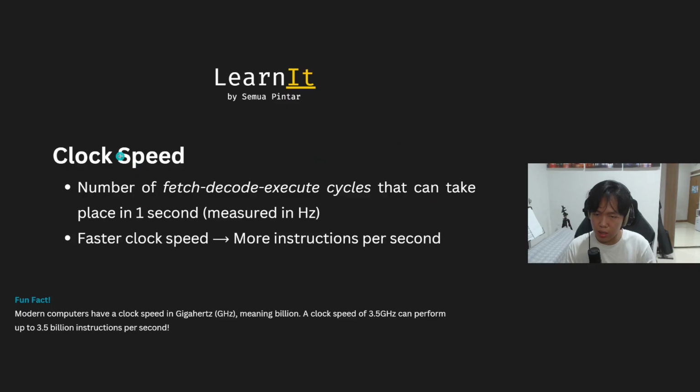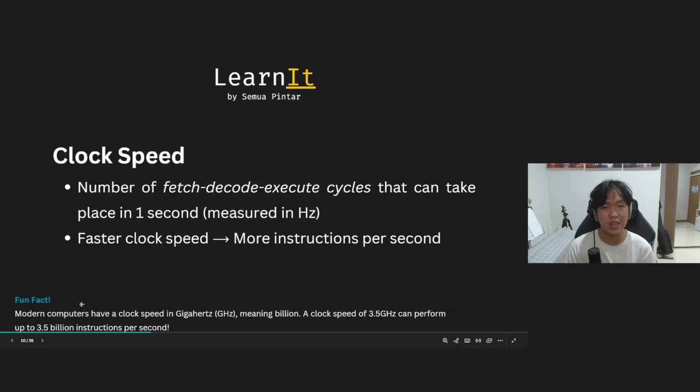Essentially, you can say this is the amount of instructions it can do in 1 second, and this is measured in hertz. A faster clock speed means more instructions per second, obviously. And if there are more instructions per second, then your PC is definitely going to be a lot faster. And this is a fun fact. Modern computers have a clock speed in gigahertz, meaning billion, and a clock speed of 3.5 gigahertz can perform up to 3.5 billion instructions per second. So this is the average clock speed for a CPU at the moment, 3.5 gigahertz, and it can perform this many instructions per second.